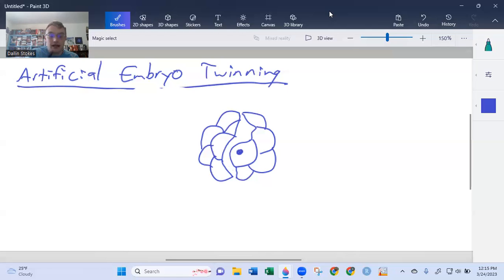So in this case, you're going to create two babies that are genetically identical to each other. And they're going to be the same age. They're going to grow up being the same age and everything like that. That'll also become important here in a sec. So that's the goal behind artificial embryo twinning. Now, why would you want to deliberately create identical twins?